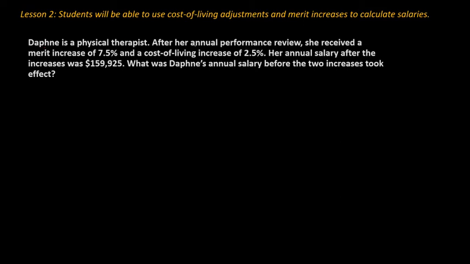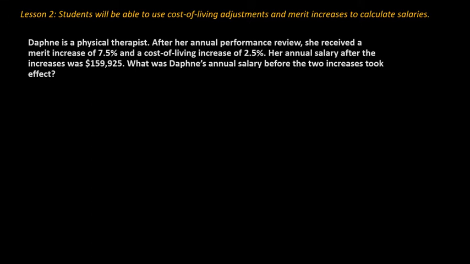So Daphne is a physical therapist. After her annual performance review, she received a merit increase of 7.5% and a cost of living increase of 2.5%. Her annual salary after the increase was $159,925. So what was her annual salary before the 2 increases took effect?